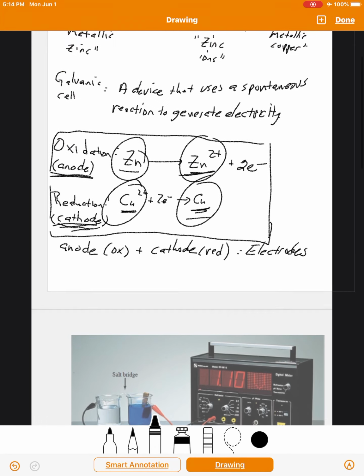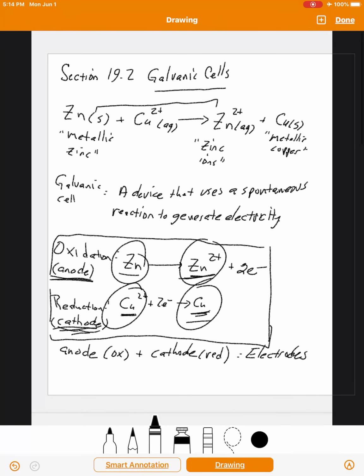Okay? Galvanic cells are useful in batteries. That's their main application in industry, is that they can be used as batteries. They just need to be packaged and engineered properly.